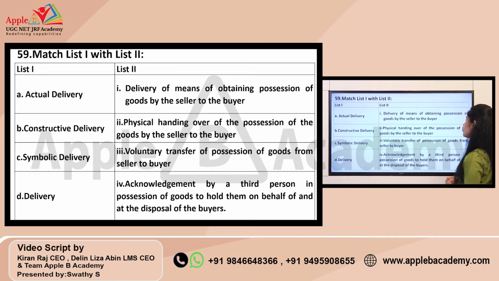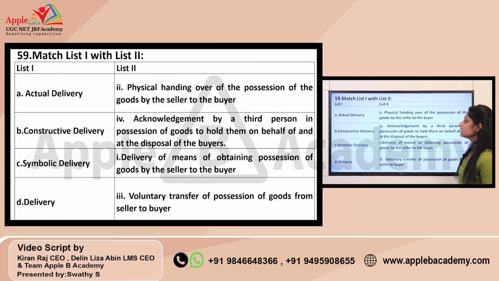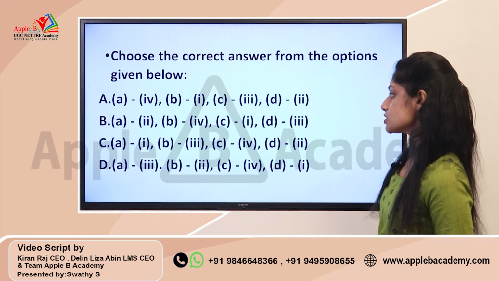In list 2, you can see: delivery means obtaining possession of goods by the seller to the buyer; physical handing of the possession of the goods by the seller to the buyer; voluntary transfer of possession of goods from the seller to buyer; acknowledgement by a third person in possession of goods to hold them on behalf of and at the disposal of buyers. Actual delivery can be connected with physical handing of the possession of the goods by the seller to the buyer, and constructive delivery is giving some acknowledgement by a third person in possession of goods to hold them on behalf of and at the disposal of the buyer. Symbolic delivery is where some symbol will be specified. The definition of delivery is the voluntary transfer of possession of goods from seller to buyer. So, A2, B4, C1 and D3, that is option B.